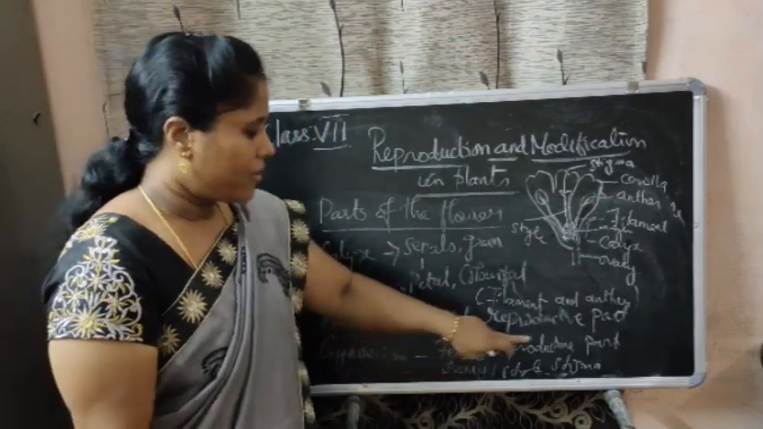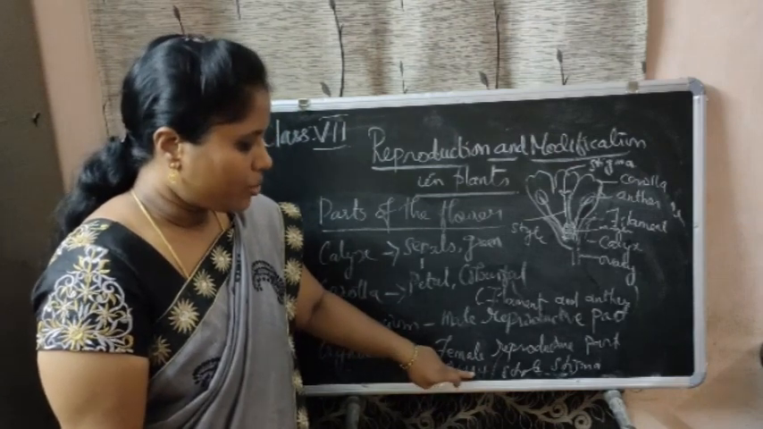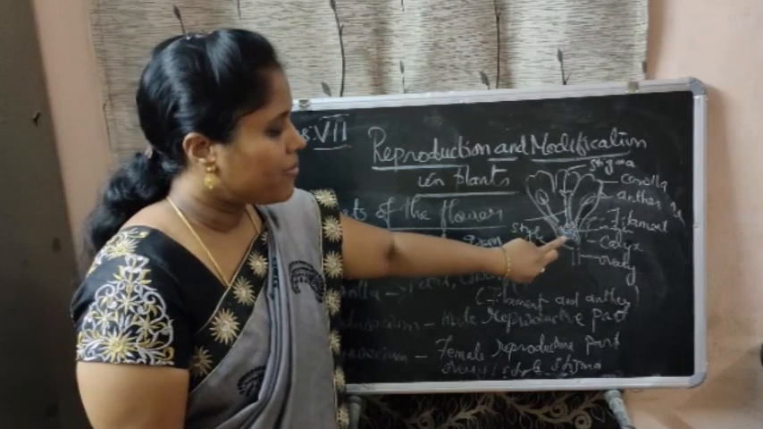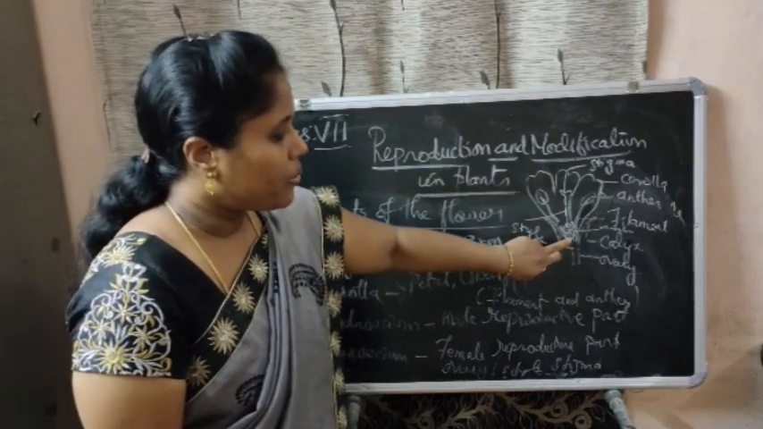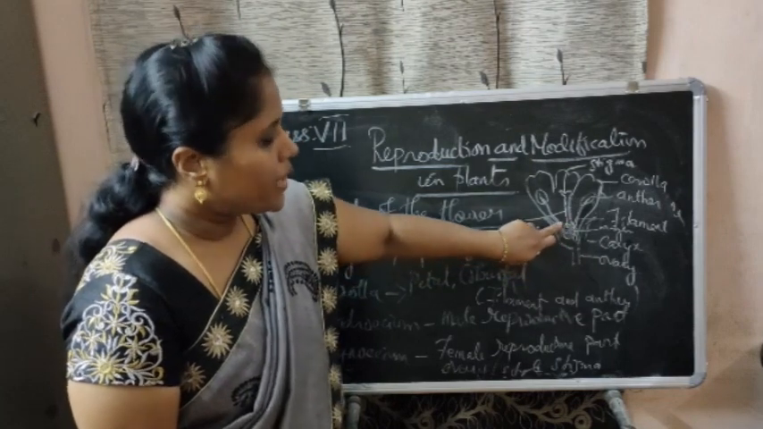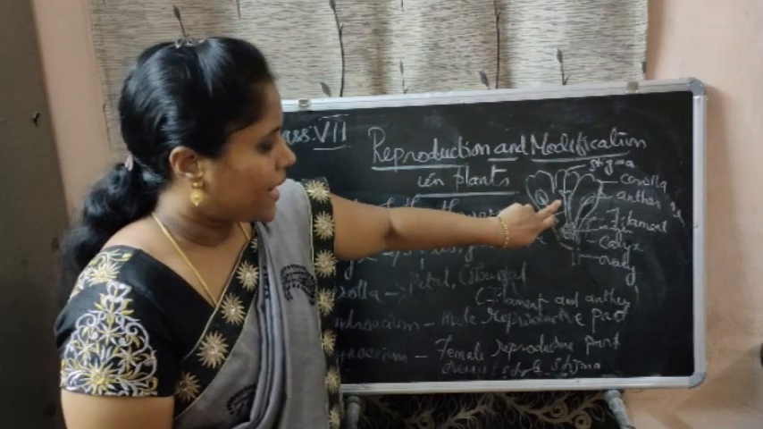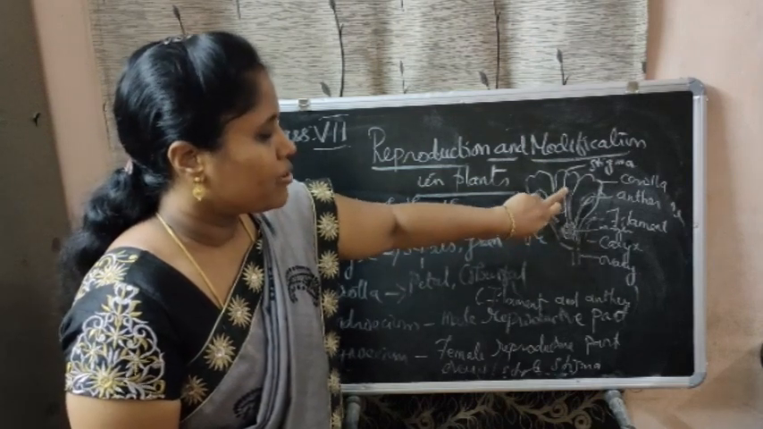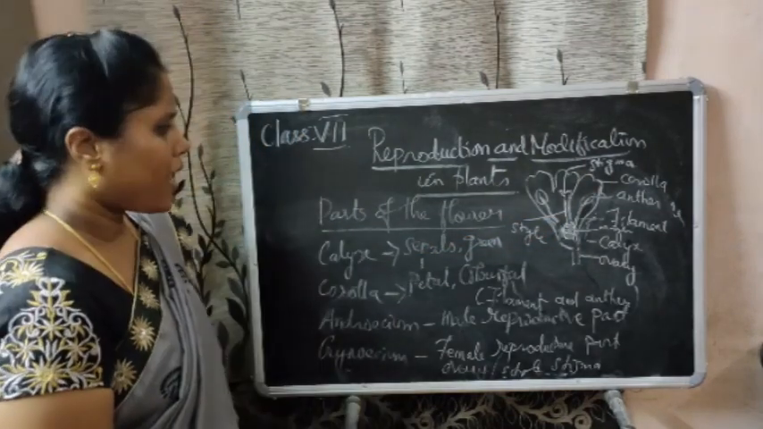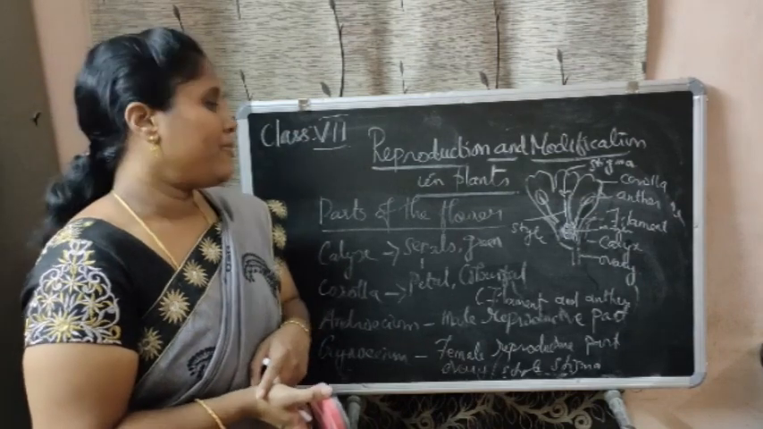Gynoecium is the female reproductive part of the flower. It contains three main parts, namely the ovary, style and the stigma. It has the basal swollen part, which is called the ovary. Inside the ovary you have the ovules. The ovary extends to form a long slender tube, which is called the style, and this style extends to form a sticky tip, which is called the stigma. Now let's learn about the types of flowers.